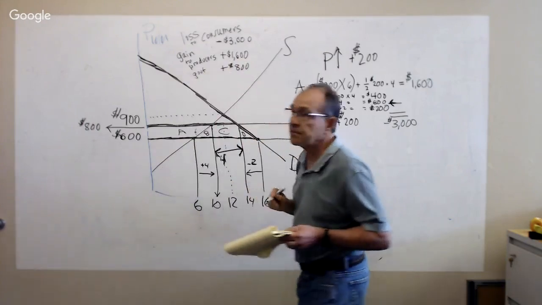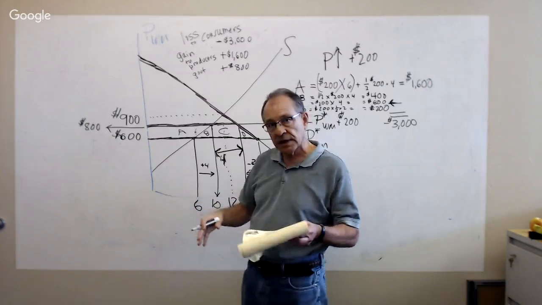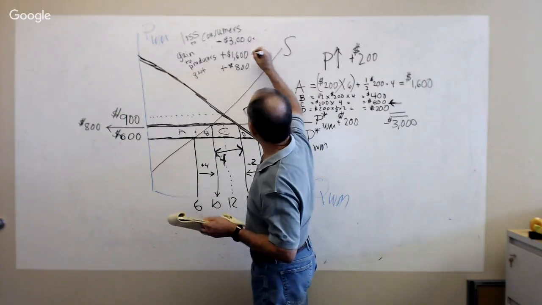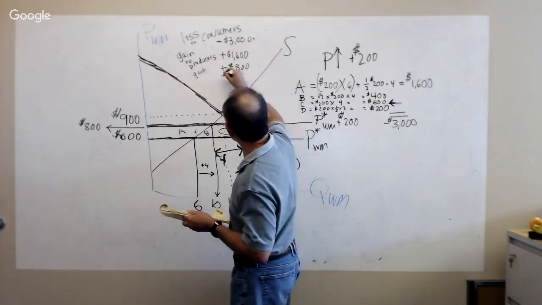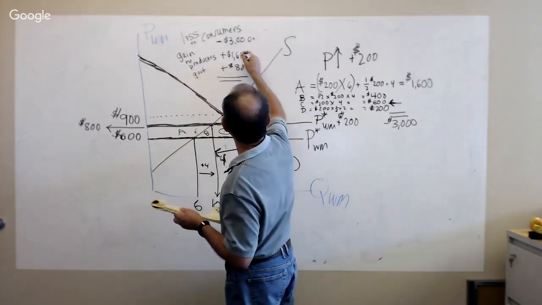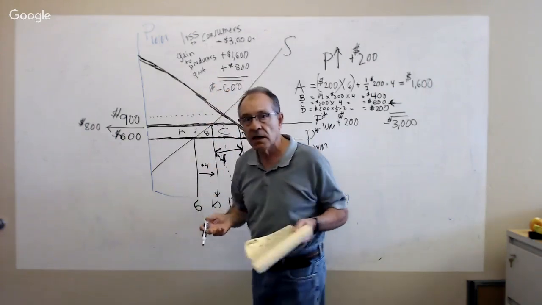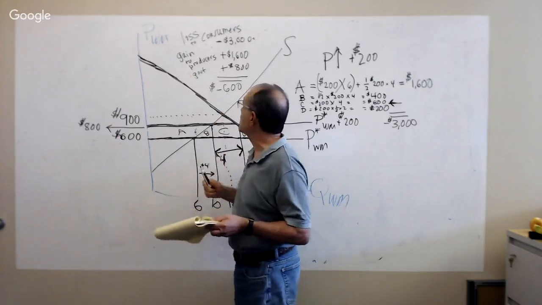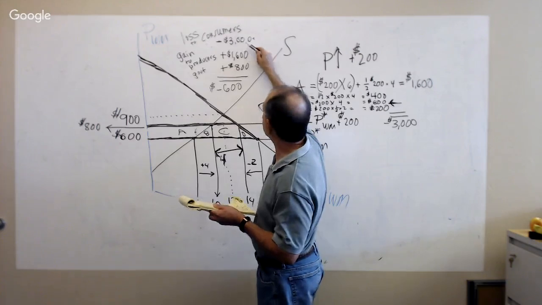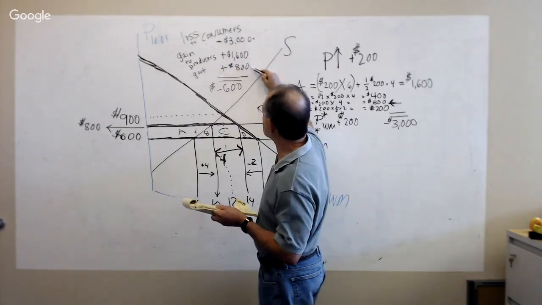Okay, now so that's the impact on different groups, on the government and different entities within society. Loss of 3,000, gain of 2,400. Let's look at the difference here. That's 600. Where did this 600 go? Part of the loss of consumers went to producers. The other part of the loss went to the government.